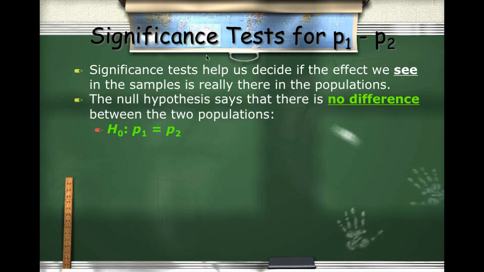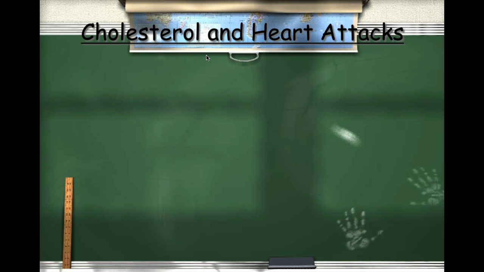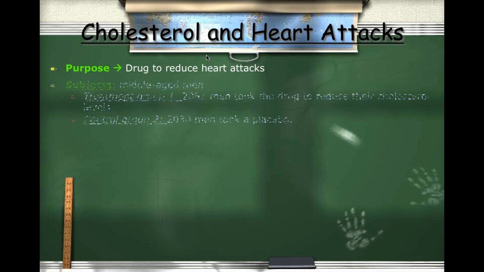We are typically going to start two-proportion z-tests by assuming the two proportions are equal, meaning there's no difference between the two groups. The alternative hypothesis, however, is going to say what kind of difference we actually think there might be. So we're going to look at this example. It says cholesterol and heart attacks. The purpose of this study was to determine if a drug was really, in fact, reducing heart attacks. I don't want to give a drug to patients if it hasn't been found to significantly improve results.